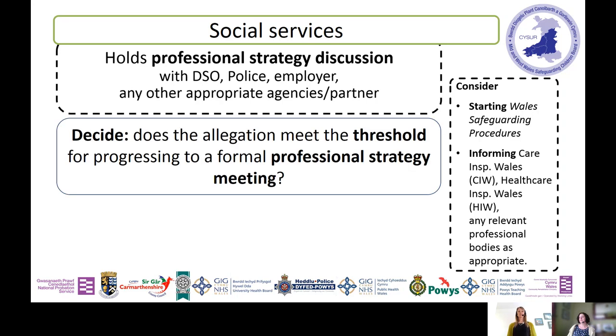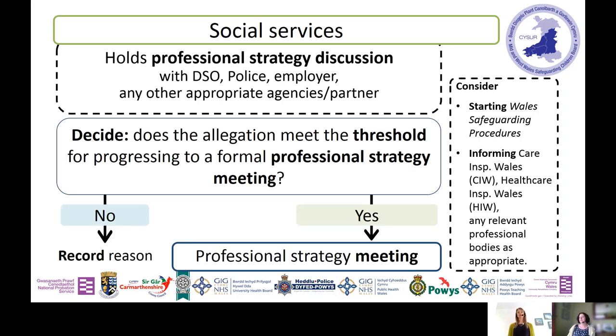Once it's within social services, what would they do? They'd hold a professional strategy discussion with a designated safeguarding officer, police, employer and any other appropriate agencies or partners. The purpose of that would be to decide, does the allegation meet the threshold for progressing to a formal professional strategy meeting? Again, the answer could be no, and then the reasons would be recorded, or yes, and therefore a professional strategy meeting would be held.